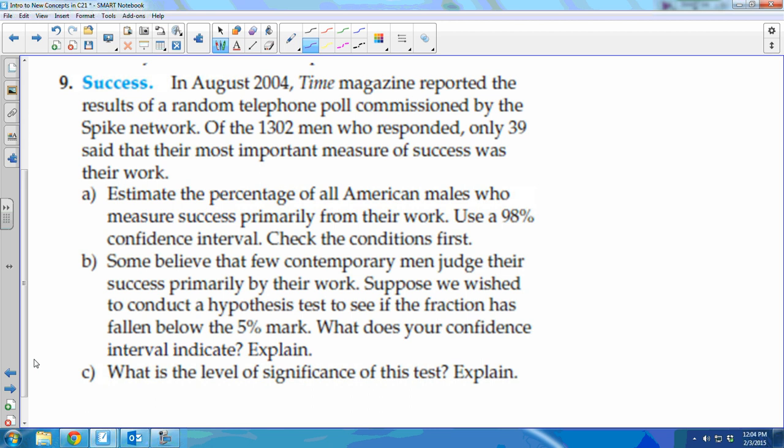What's the other condition for independence? 10%. So is 1,302 men less than 10% of all men that have a job or whatever? Yes. What is the other assumption? That's the condition. What's the other assumption? Sample size assumption, which is backed up by the success/failure condition, right? We don't actually need to figure out the p-hat at all. We have 39 successes, and then 1,302 minus 39 would be the number of failures. Both of those are greater than or equal to 10, right? All the conditions are met.